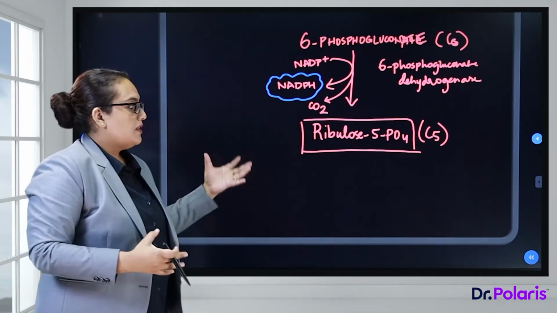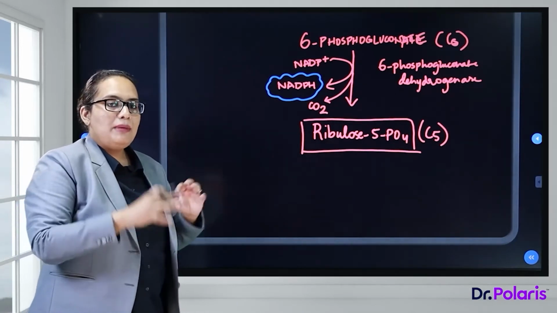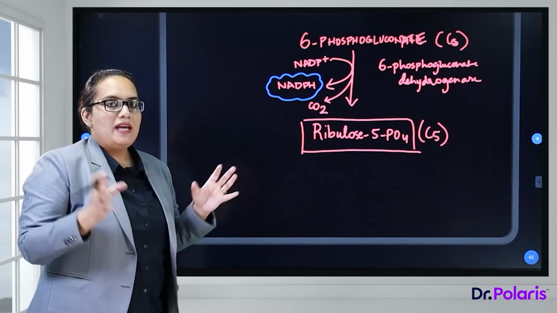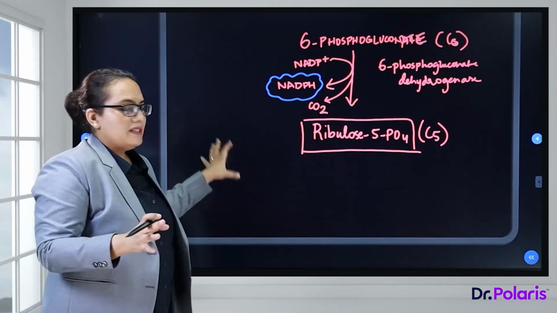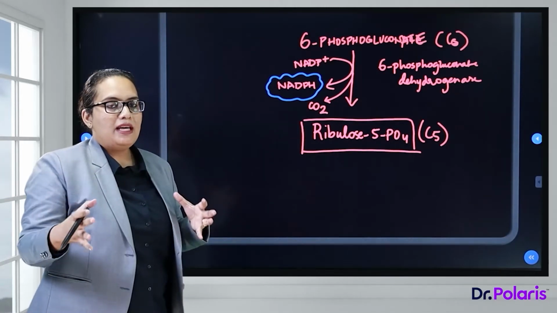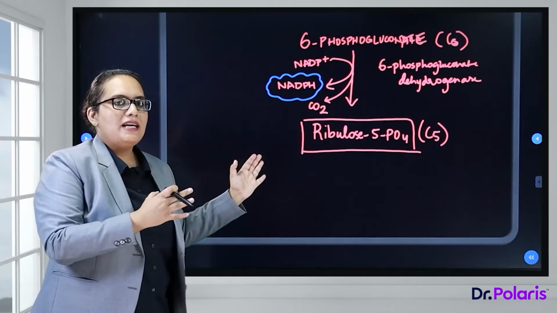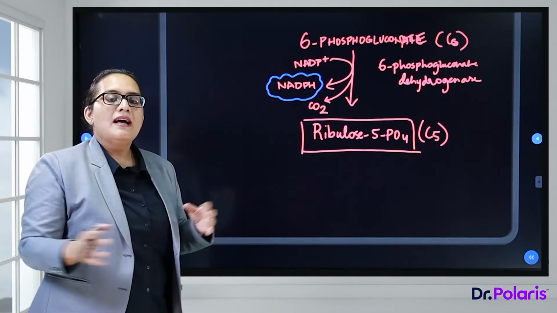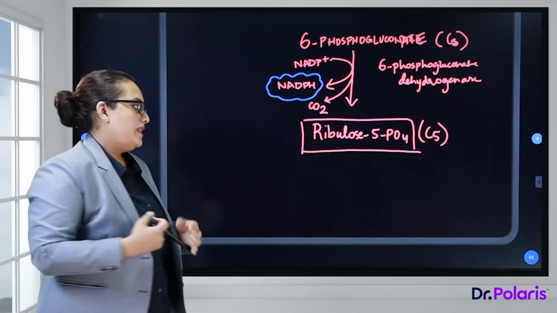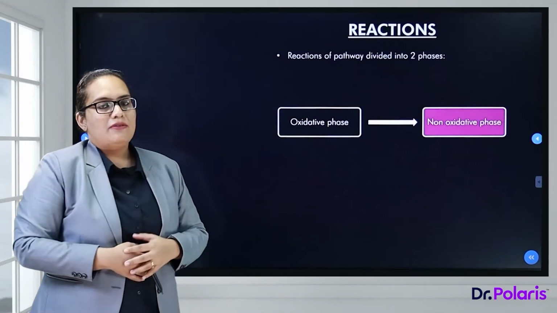So with this, we are done with the oxidative phase. Remember, there are only irreversible steps, and the main purpose of it is generation of NADPH. This phase is more prominent in tissues which require NADPH for the production of various important compounds, starting from fatty acids, cholesterol, bile acids, as well as detoxification of various drugs. Now we'll move on to the next phase, which is the non-oxidative phase.